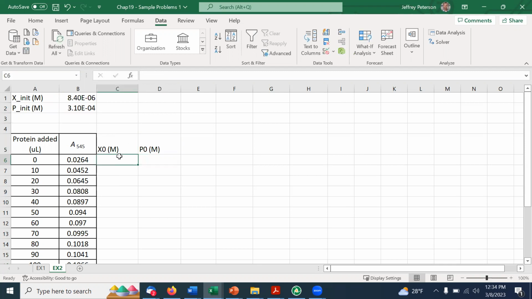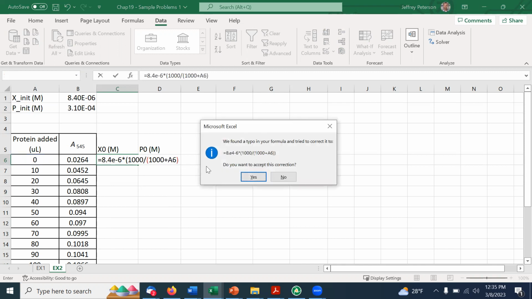These are changing because you're adding in amounts of these things. And so essentially I need to do an M1V1 calculation in order to make this work. The initial concentration of ligand is given by its initial value, 8.4 e to the minus 6, times the dilution factor. Initially I have 1 milliliter of ligand solution that's given in the problem. So that's my V1, and V tot is going to be 1,000 microliters plus whatever amount of protein I add.